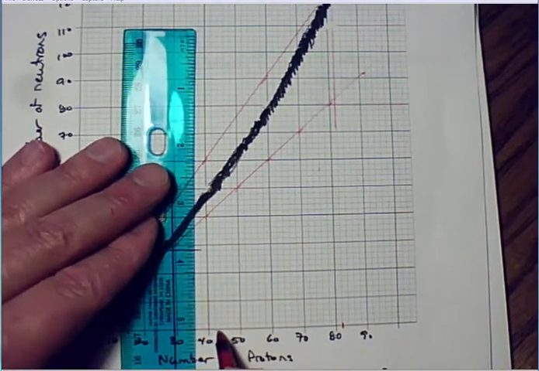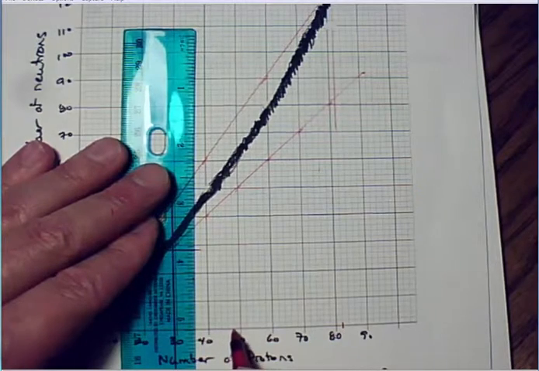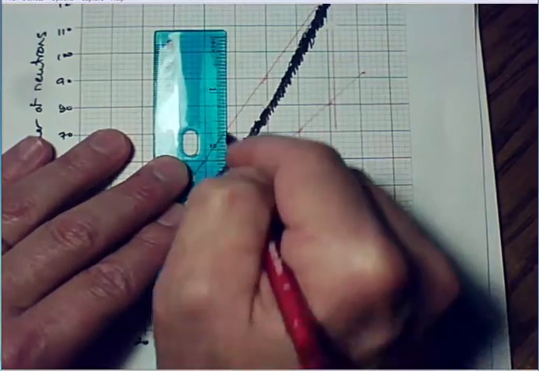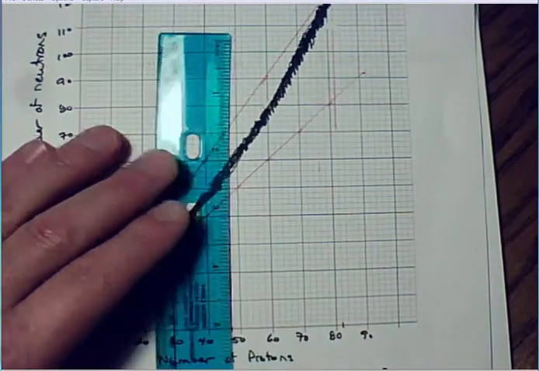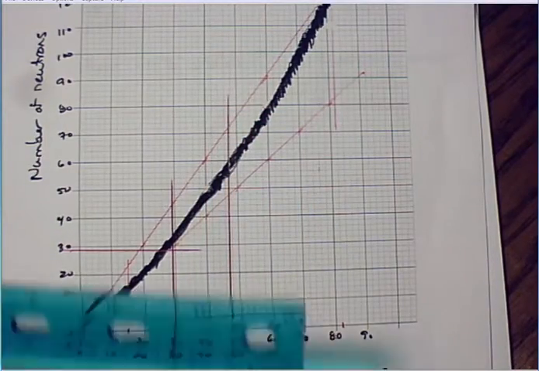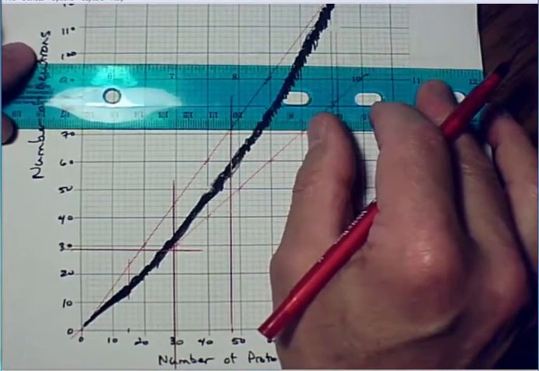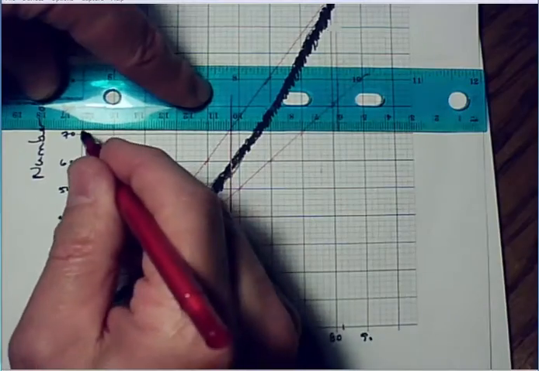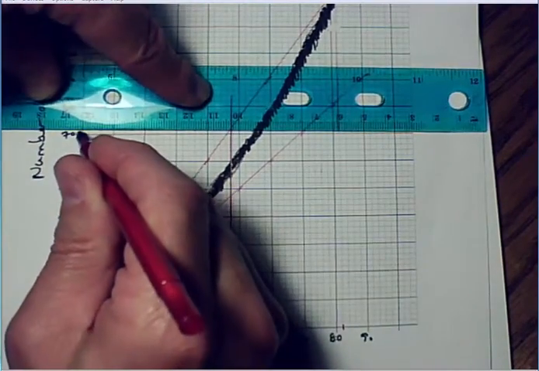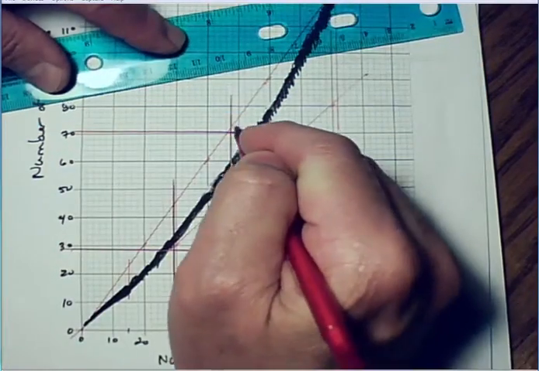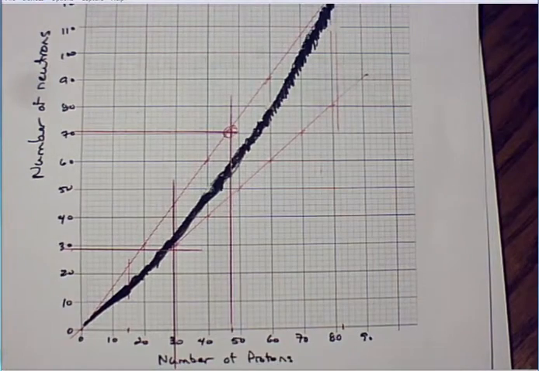So here's 42, 43, 44, 46, 48, so 47's right here. Then we're going to find 71 neutrons. If it's not on the black line, it's not stable, but if it's on the black line, it must be stable. Let me mark this. And here's 71. Even if it's in between the two lines, it's not stable. It's not stable because it's not on the band of stability. It has to be on that band.